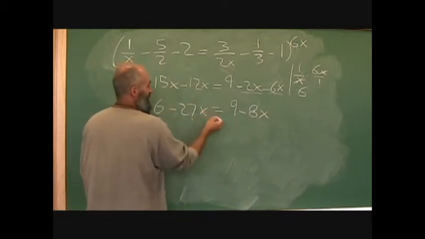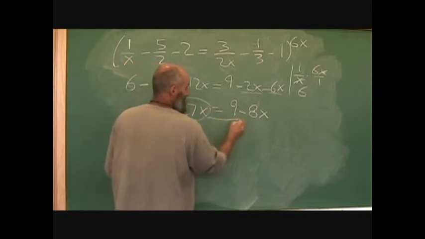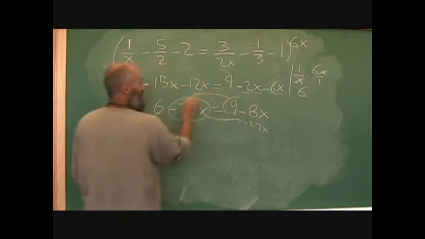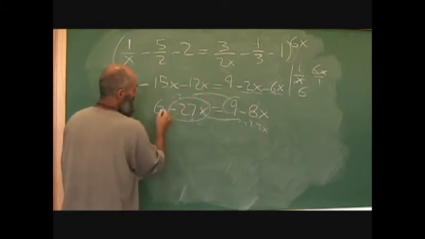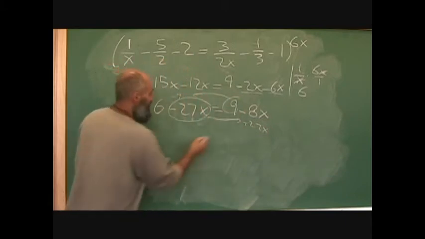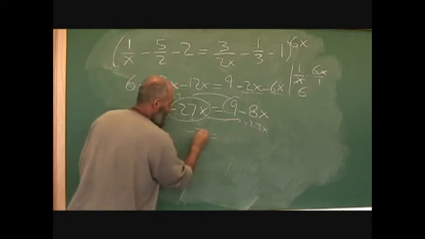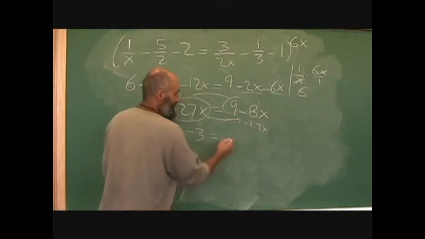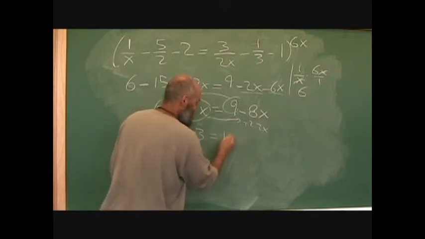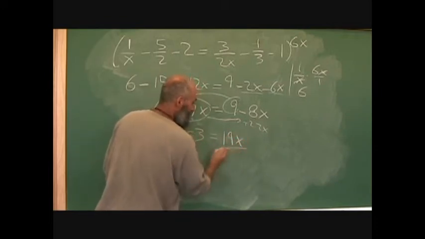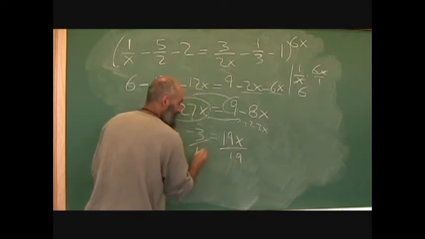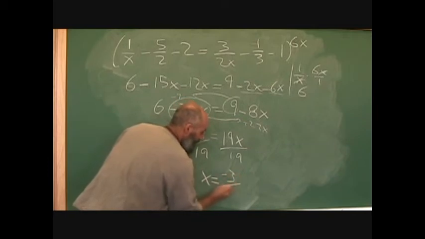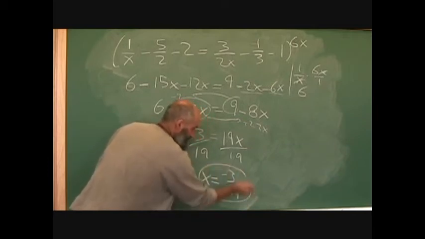So I'm just going to grab this here. Let's take this and move it to this side, so it becomes plus 27x. Over here becomes minus 9. So 6 minus 9 is negative 3. 27x minus 8x is 19x. And then divide by 19. So x is equal to negative 3 over 19.